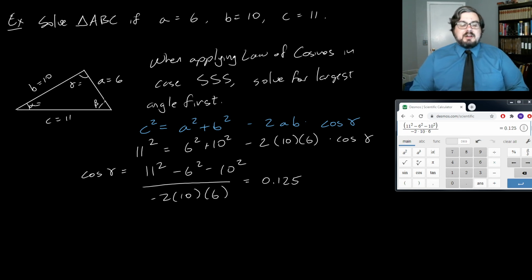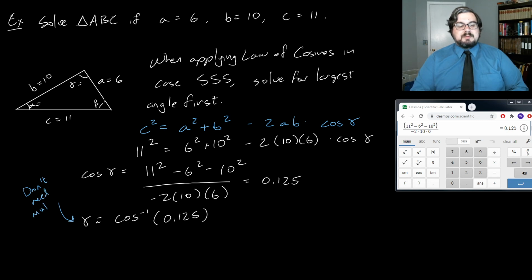On a related note, the fact that we're using cosines here has the nice advantage that we only have to compute one thing. If cosine of gamma is equal to 0.125, then gamma is simply equal to inverse cosine of 0.125. We don't need multiple angles the way that we did with sine.